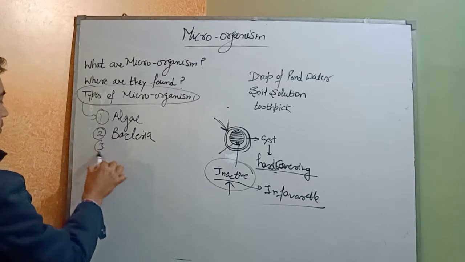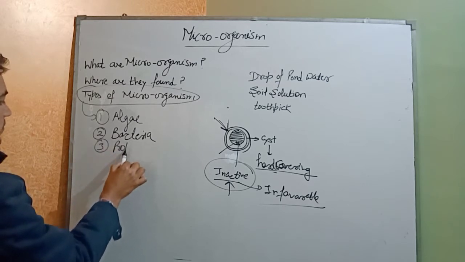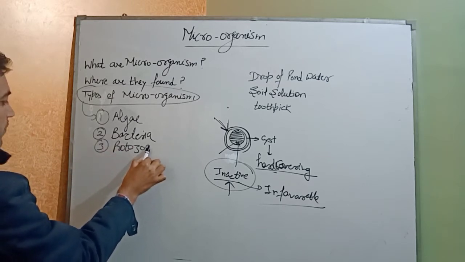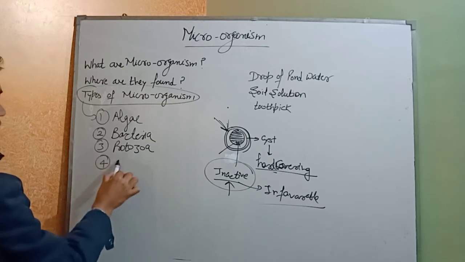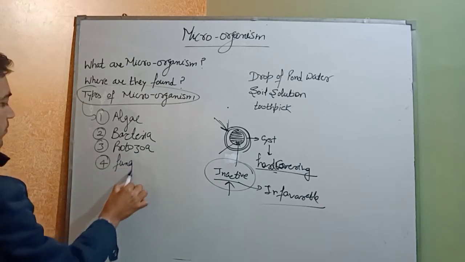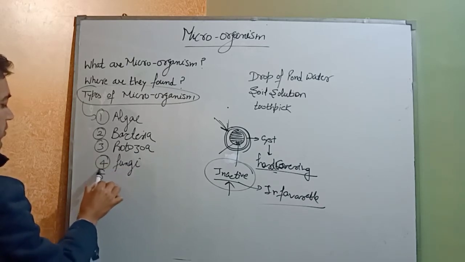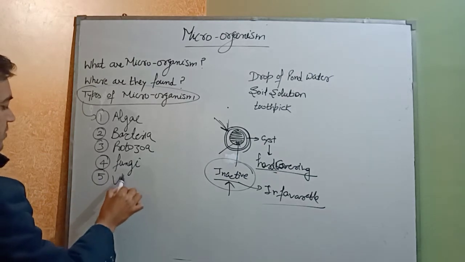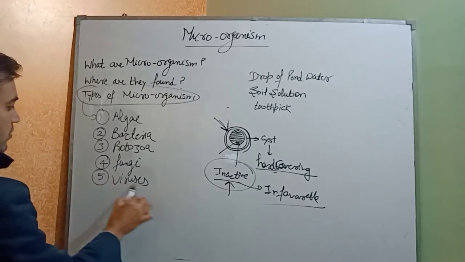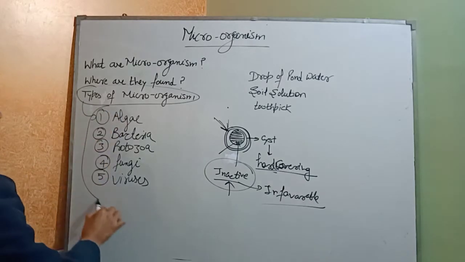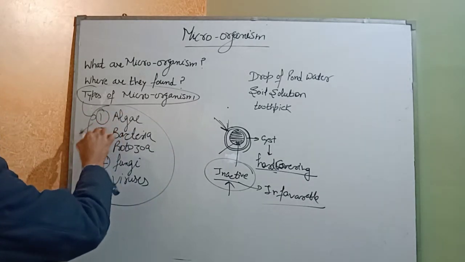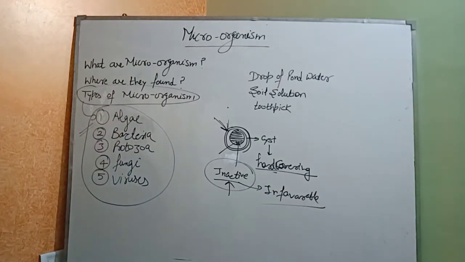Number 3, protozoa. Number 4, fungi. And number 5, viruses. So these are the main or important microorganisms that we are going to do in this chapter.